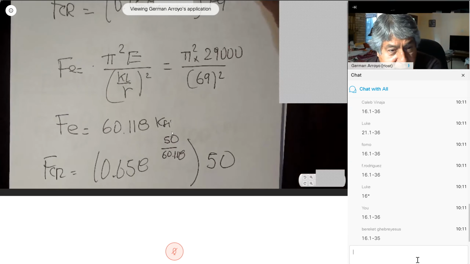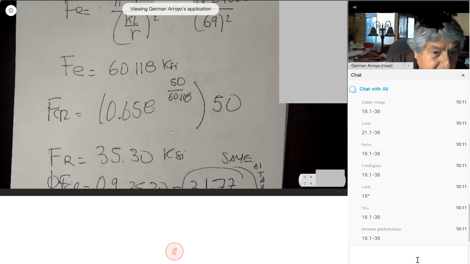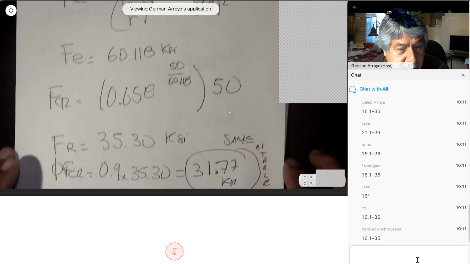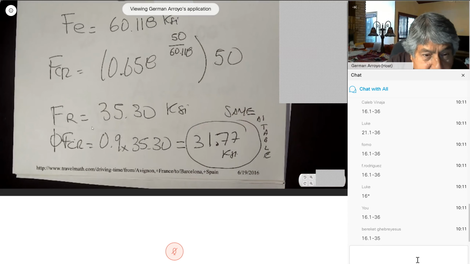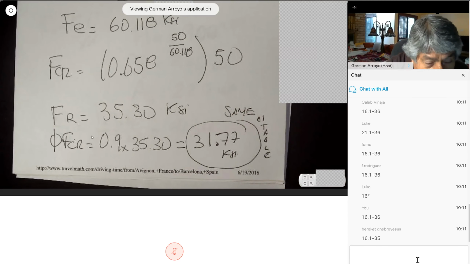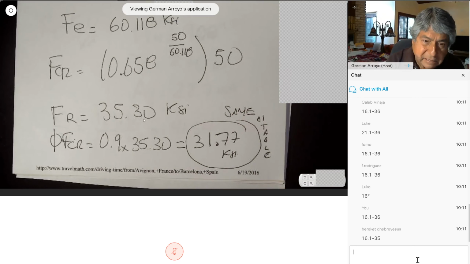I replaced this value in the formula. We had Fy 50, Fe is 60.18, times 50 because we're using Fy 50. And this gave me a nominal critical stress of 35.30. This value is good for both LRFD and ASD. Since we are using LRFD, I had to multiply this times 0.9, giving me 31.77. This is exactly the same value.